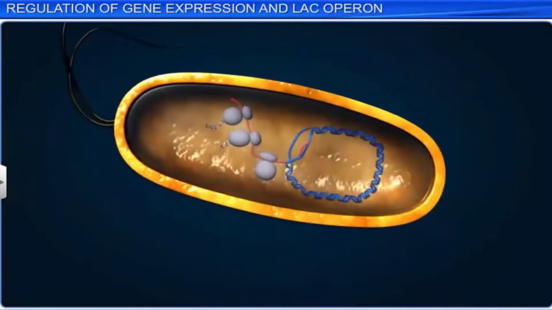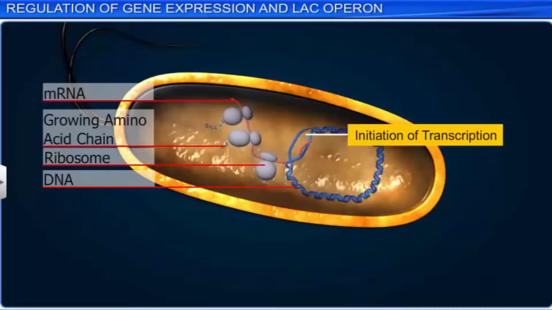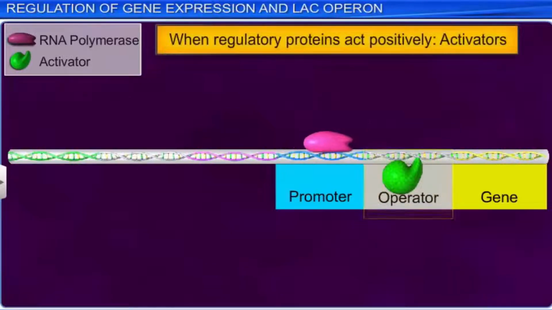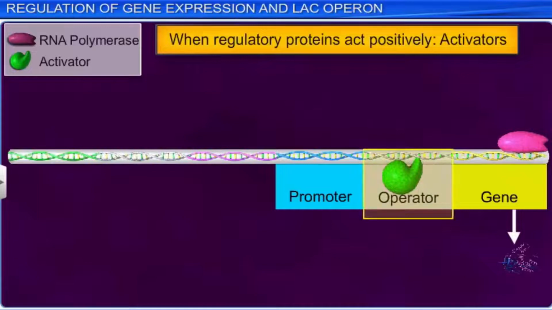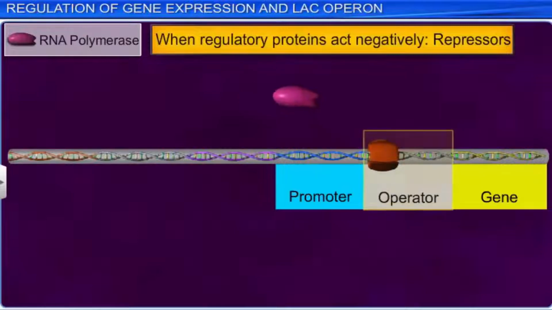In prokaryotes, the predominant site of gene regulation is the initiation of transcription. In the transcription unit, the interaction with accessory or regulatory proteins regulates the ability of RNA polymerase to recognize and bind to a promoter, that is, the start sites. When regulatory proteins act positively, they are called activators. And when they act negatively, they are called repressors.